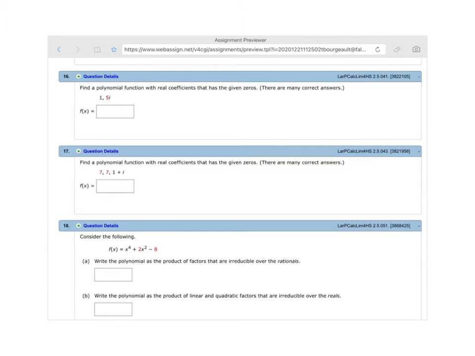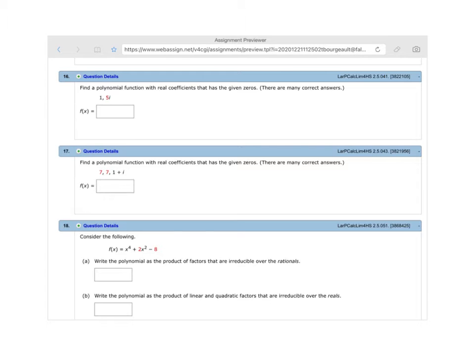So taking a look at questions 16 through 22, which deal with imaginary numbers and trying to write a polynomial, I'm going to go through a couple of them just to hopefully help jumpstart you as to what you need to do.